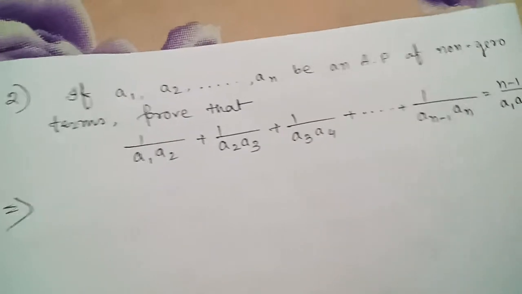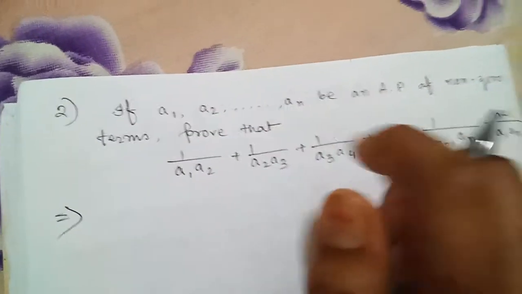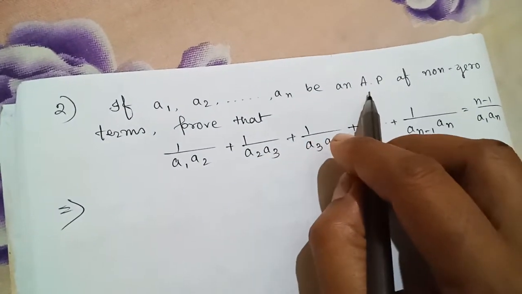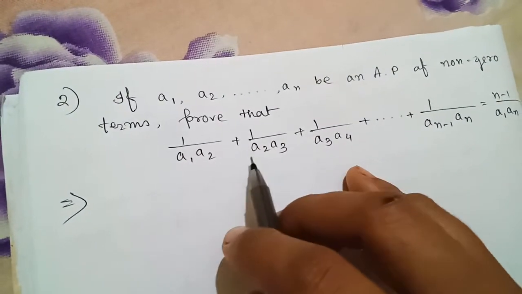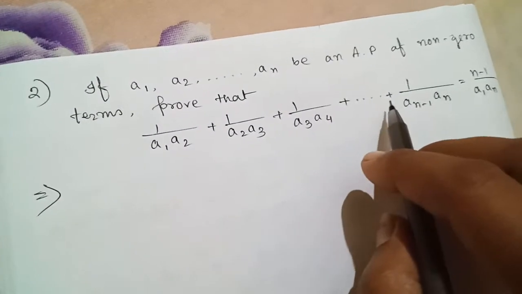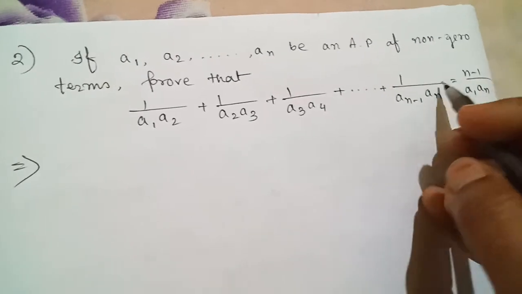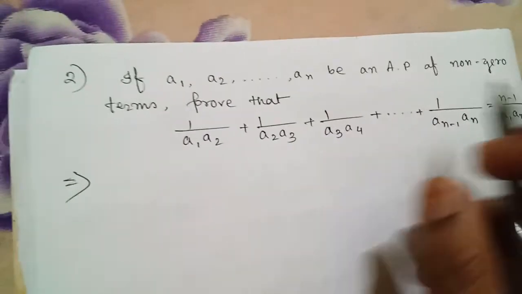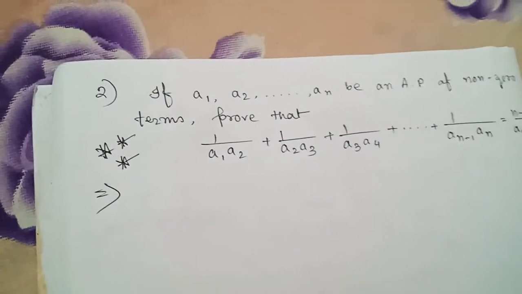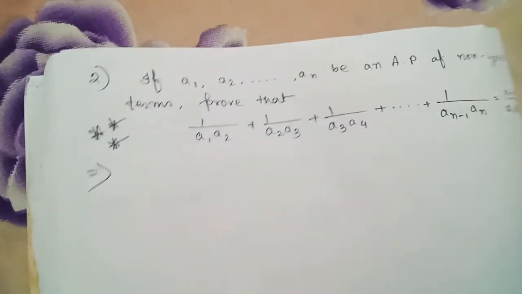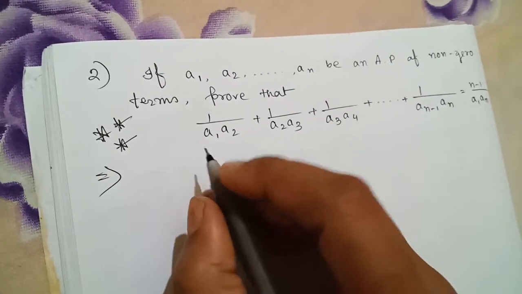This is the second question that I have chosen for you. The question is: if a1, a2, dot dot dot an are non-zero terms of an AP, prove that 1 by a1 a2 plus 1 by a2 a3 plus 1 by a3 a4 plus dot dot dot plus 1 by an minus 1 into an equals n minus 1 divided by a1 into an. This particular question is very important and very interesting also. Now look at the process of proving it.